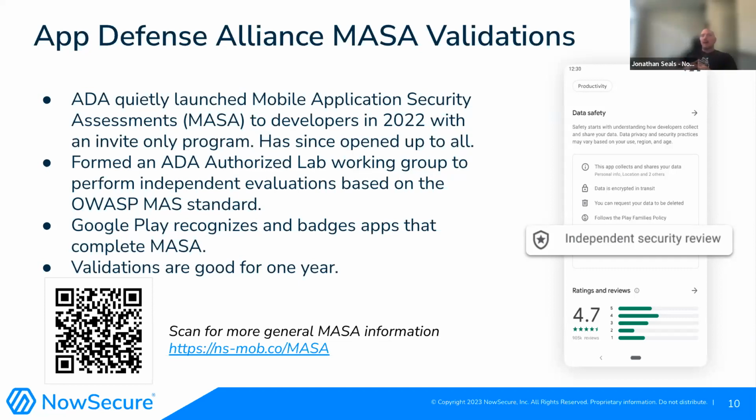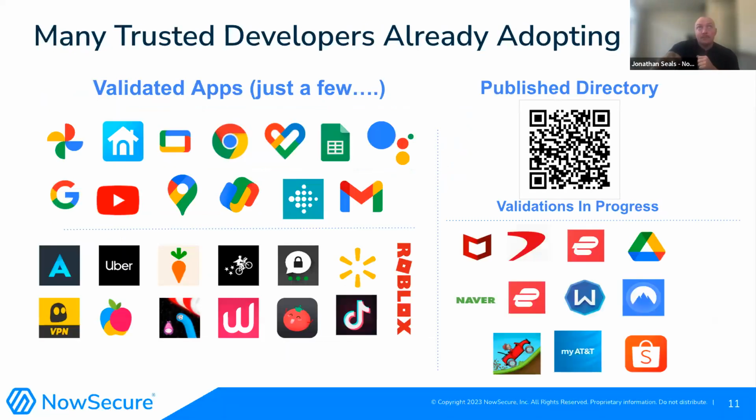So it's something to keep in mind, that it's better to get ahead of other business competitors by doing it now and not waiting till later. So just throwing out a few people who've already adopted the MASA. As you can see, Uber, TikTok, Chrome, just a bunch of big company apps. If you want, you can use the link and see the published directory of who's already in the validation process.